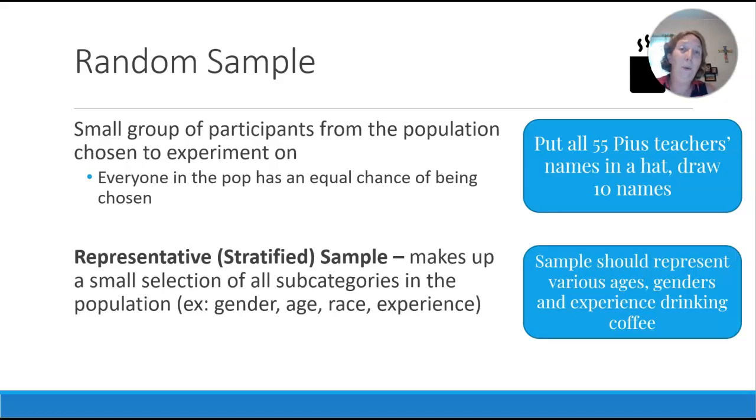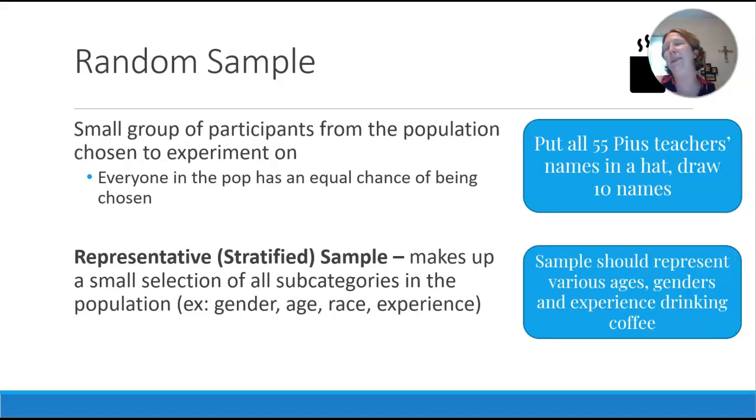So here, I should probably make sure that my sample represents various age groups, maybe genders, that might not be relevant. And definitely people with all experience drinking coffee. I need to have young people, old people, people who have been teaching for a short time and a long time, people who drink coffee all the time and none of the time. It should be fairly representative. It's like a little snapshot of my whole population. So my little group of 10 should look in many ways like a small piece of my group of 55.